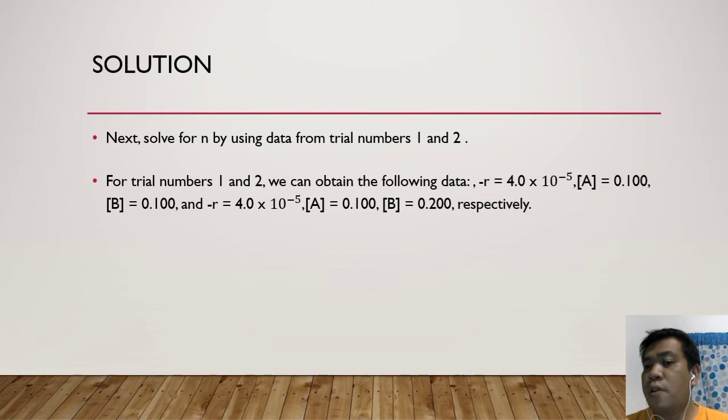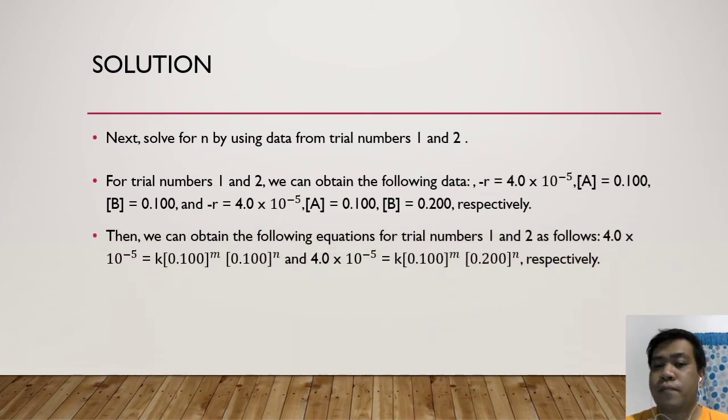For trial number 1, negative r equals 4.0 times 10 to the negative 5, and the concentrations of A and B are both 0.100. And for trial number 2, negative r is equal to 4.0 times 10 to the negative 5, and the concentrations of A and B are 0.100 and 0.200 respectively. Then we can obtain the following equations for trial numbers 1 and 2 as follows.